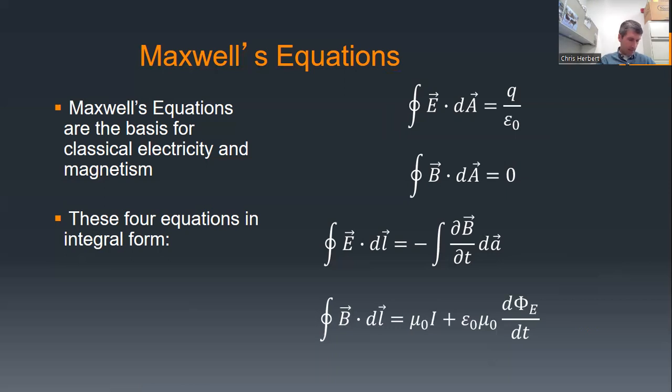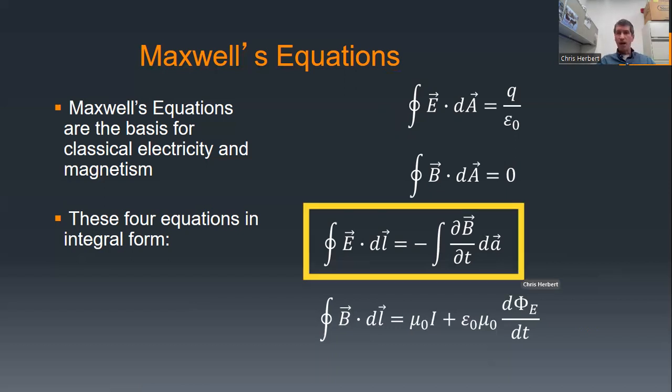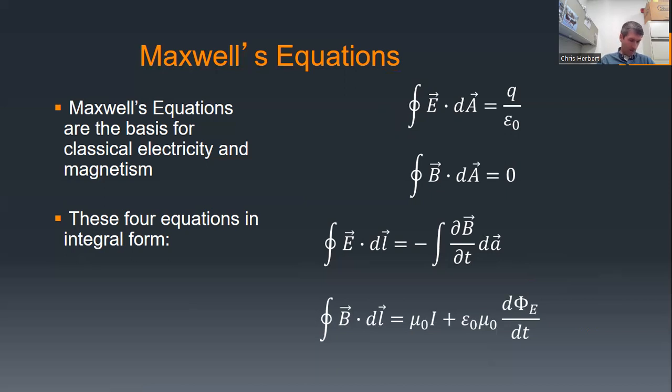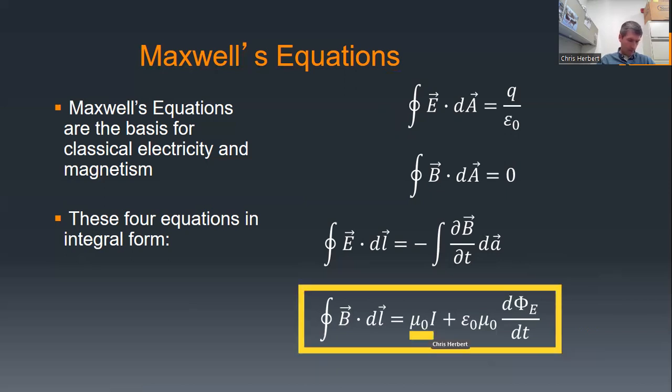Of course, here we have a changing magnetic field generating an electric field. This is a way of writing Faraday's law of induction using its integral form. And then finally, we have Ampere's law. Here's the Ampere's law part with Maxwell's addition. You know, the changing electric flux produces a magnetic field.